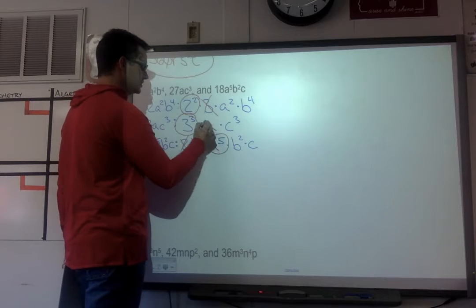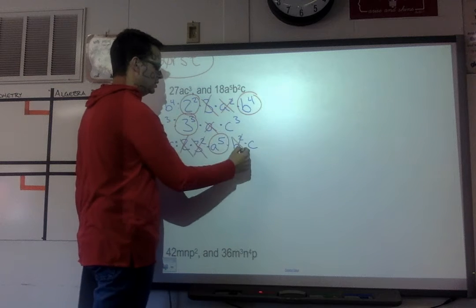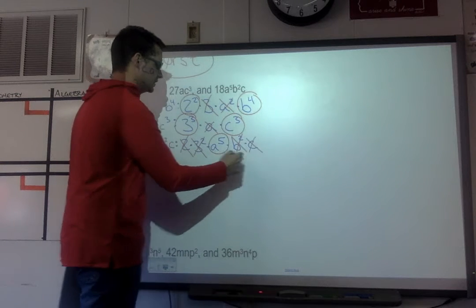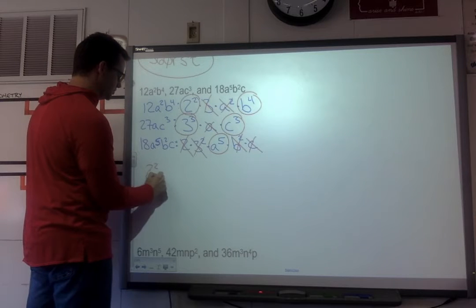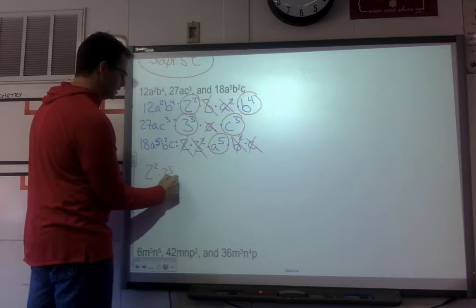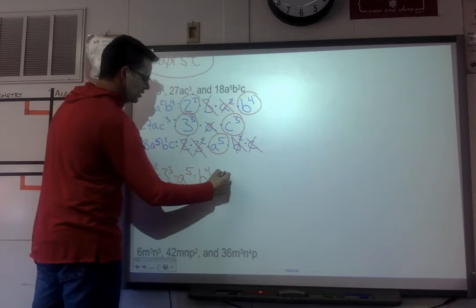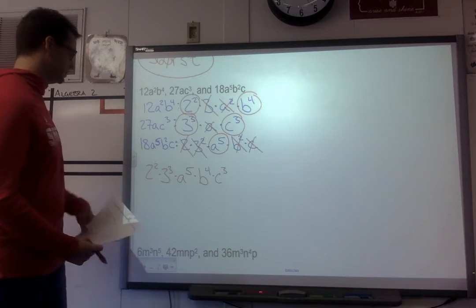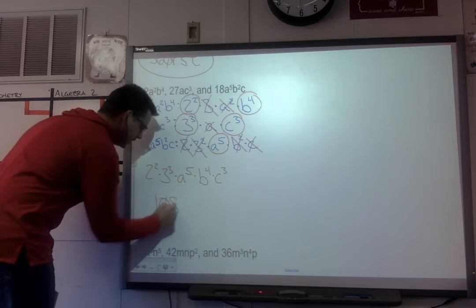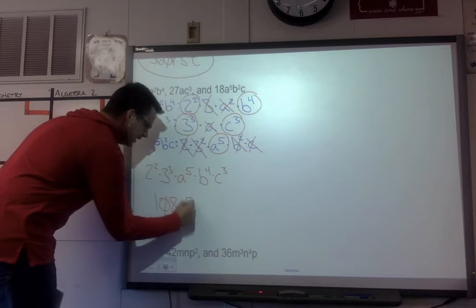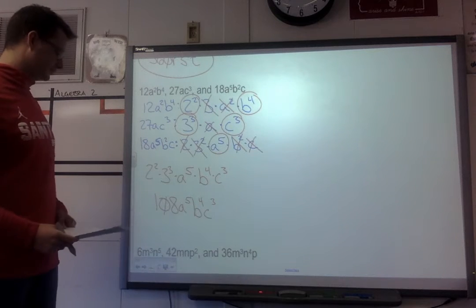Highest power for a is to the 5th power, b is to the 4th power, and c is cubed. So for my least common multiple here, I would have 2 squared times 3 cubed times a to the 5th times b to the 4th times c cubed. So this would be 4 times 27, which gives me 108, a to the 5th, b to the 4th, c cubed.